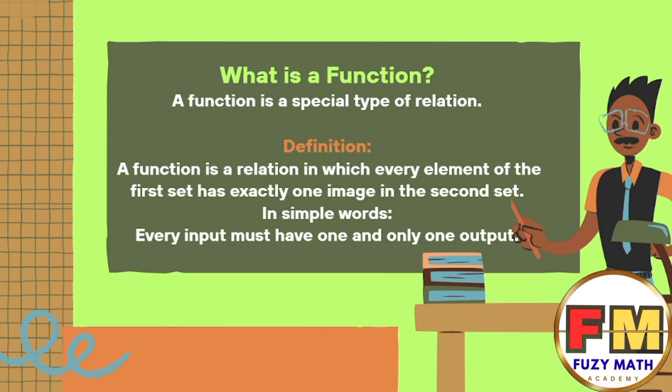What is a function? A function is a special type of relation. Its definition: a function is a relation in which every element of the first set has exactly one image in the second set. In simple words, every input must have one and only one output.